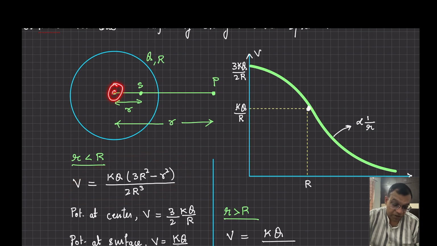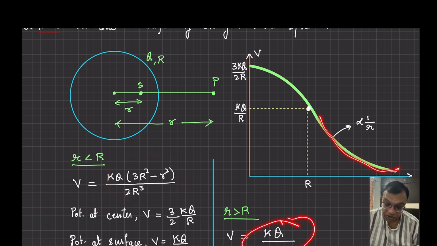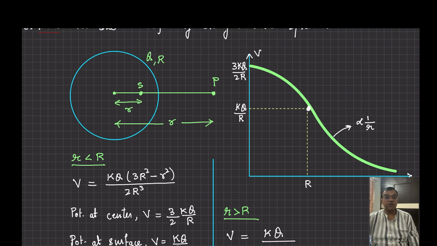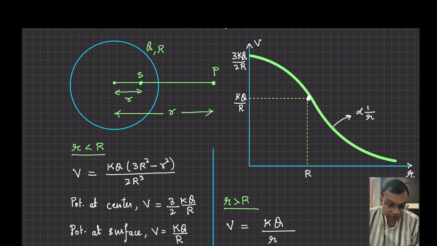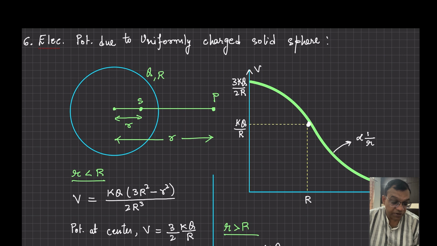This is the expression. If you want to find the potential at the center, you substitute r equal to 0 in this expression. You are going to get 3 by 2 kq by R, that is 3 by 2 times the potential at the surface. The graph is going to be like this one: this corresponds to this equation, and this corresponds to this equation. For an outside point, it is just like a point charge placed at the center. That's all for now. The remaining we will continue in the next video.